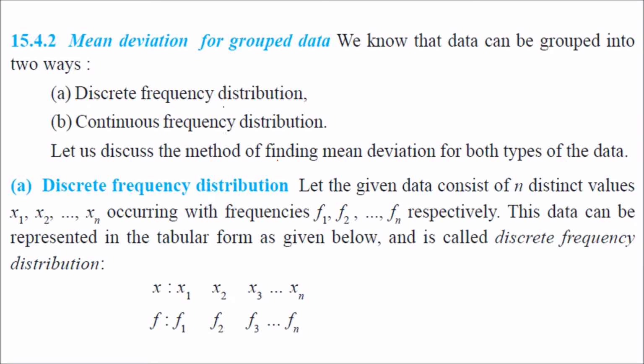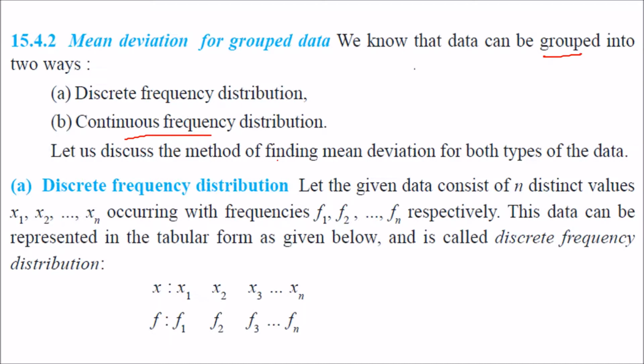Now we talk about the mean deviation from grouped data. We have seen the ungrouped, now the grouped data. So we know that the data can be grouped in two ways. First is discrete frequency distribution and second is continuous frequency distribution.